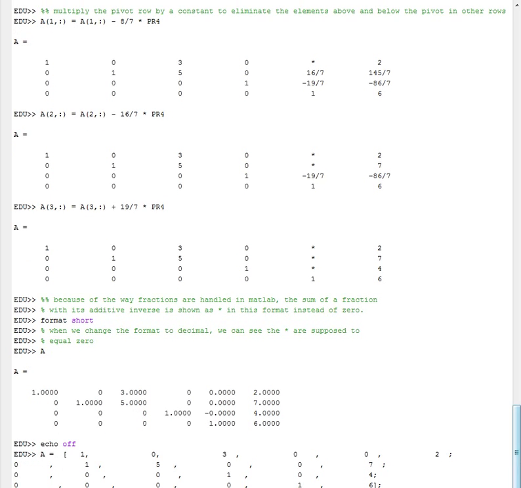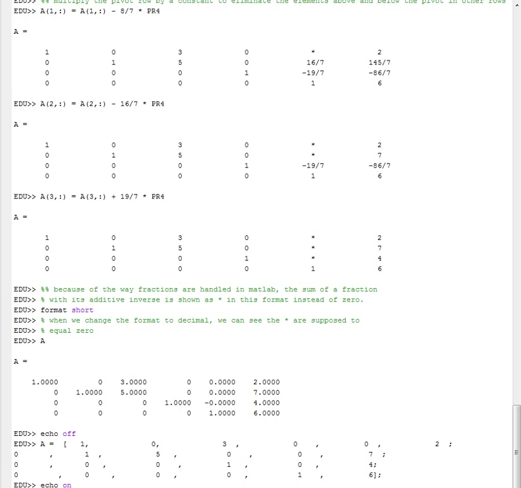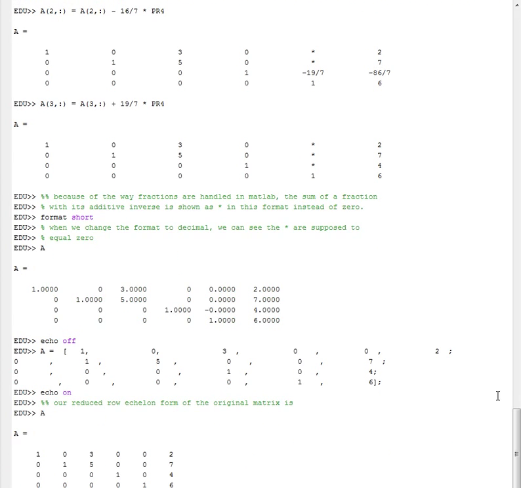Okay, so I have to manually replace those stars with zeros, and I'm just going to display the correct results of our row reduction. So we can check here to see that it is in fact in reduced row echelon form by looking at the 4 properties that we need to satisfy.